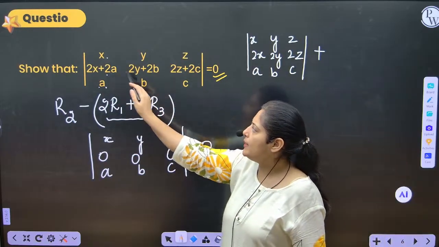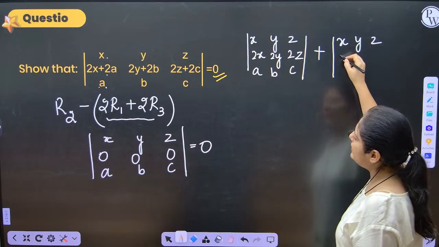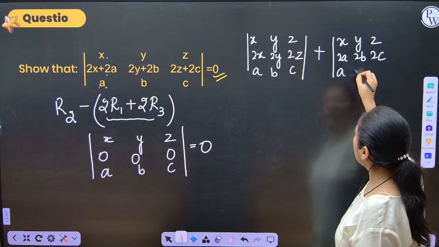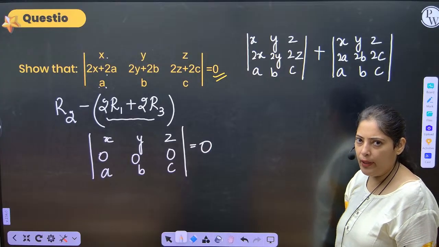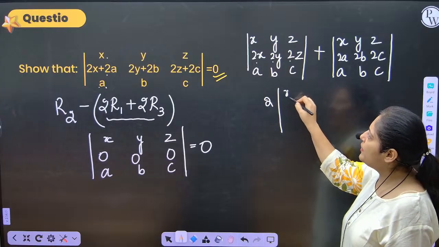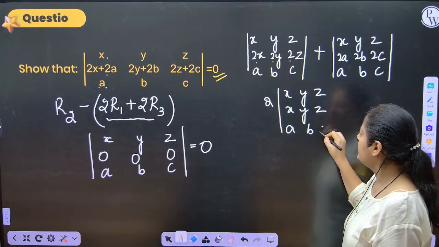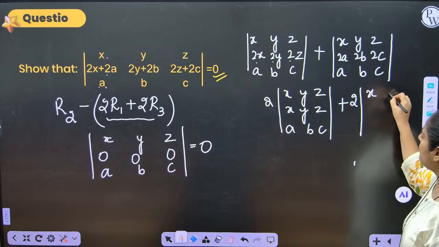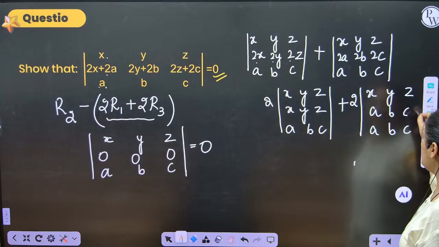There is a plus sign in between, so I am segregating. This is also becoming xyz. This is 2a, 2b, 2c, a, b, c, segregated into 2 determinants. Now what I can do is, I can take 2 common. What will I be left with? xyz, xyz and abc. Similarly, if I take 2 common from here, what will it become? xyz, abc, abc as it is.